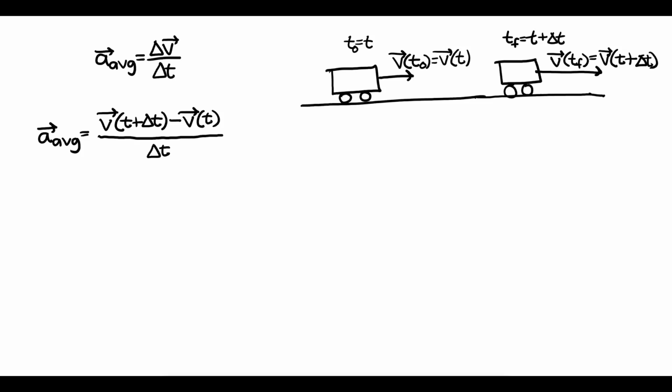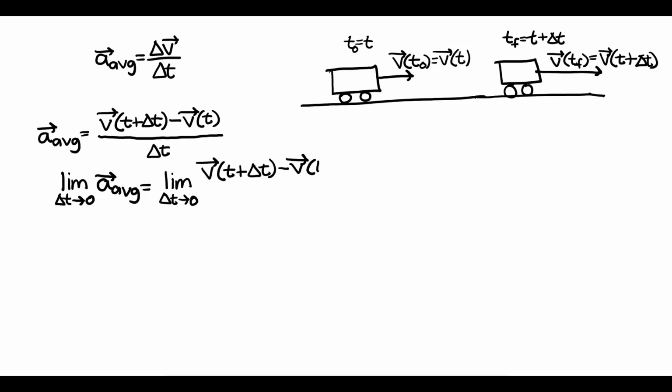So if we take the limit of the average acceleration as delta t approaches zero, and again, this notation just means I'm going to take this function and see what it approaches as delta t approaches zero. By taking the limit, we see that this value is essentially just the definition of a derivative, the limit definition of a derivative for a function v.